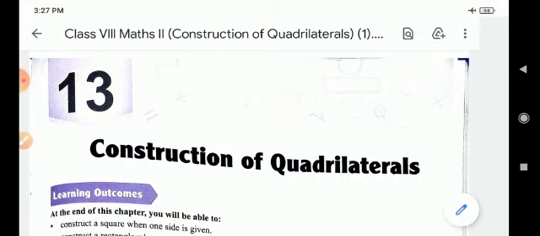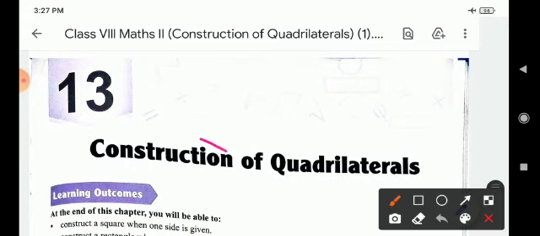Children, firstly I will discuss what construction is. Construction in geometry means to draw shapes, angles or lines accurately. These constructions use only compass, ruler and pencil. This is the pure form of geometric construction, no numbers involved.